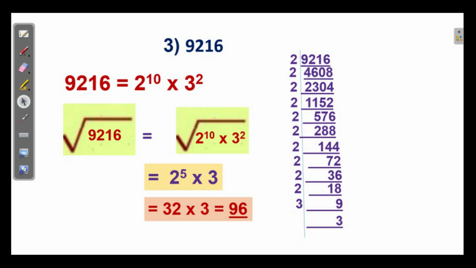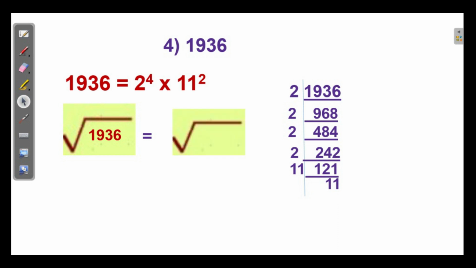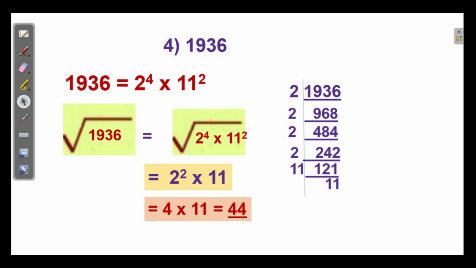The next one is 1936. Again, prime factorize and get the answer as square root of 2 raised to 4 into 11 square, which is equal to 2 square into 11, which is equal to 44.